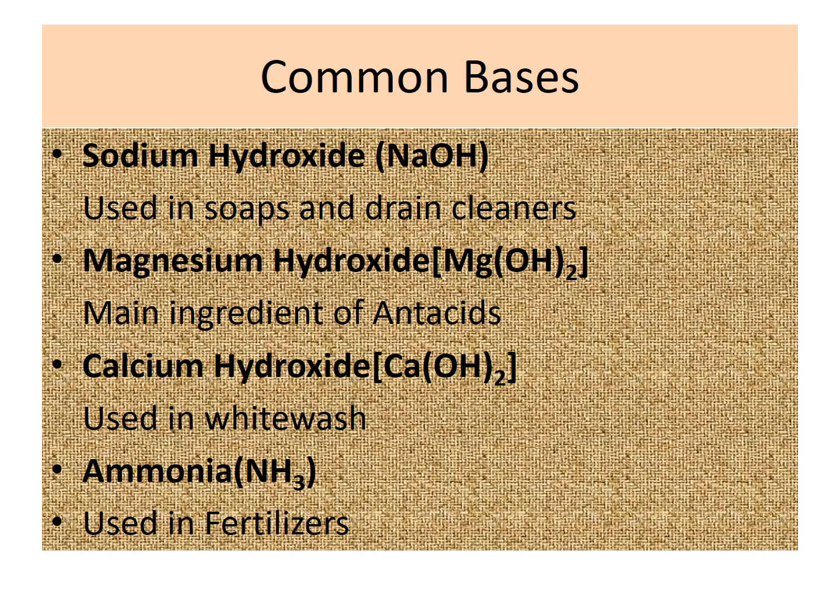So how are these bases used? Sodium hydroxide is a very important ingredient of soaps and drain cleaners. Magnesium hydroxide is the main ingredient of antacids, like Digene. So they contain magnesium hydroxide. Calcium hydroxide is used in whitewash. Whenever you go for whitewashing the walls of your house, you might be using calcium hydroxide. And another important base, which does not have a hydroxide ion but is still a base, is used in fertilizers: ammonia.